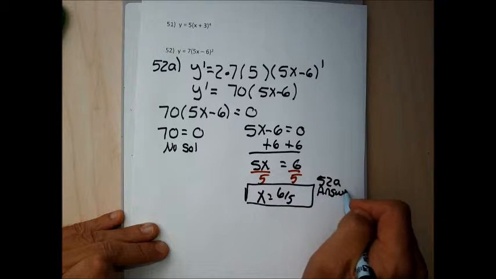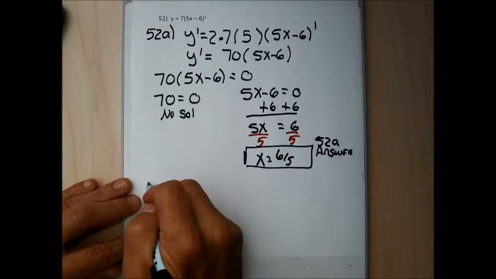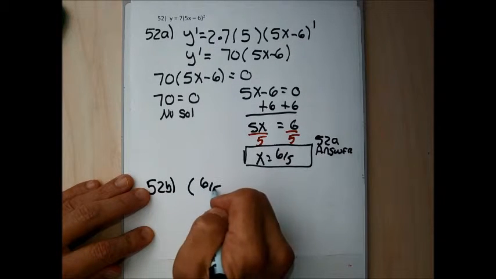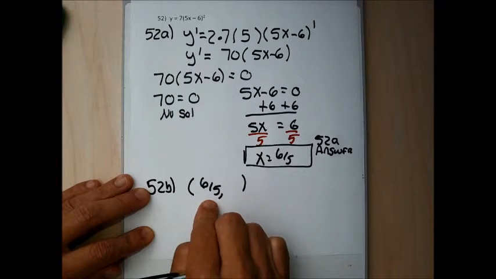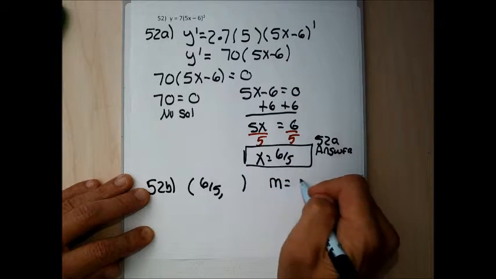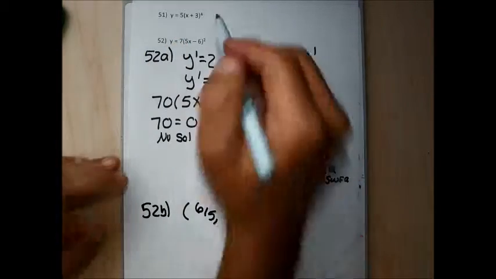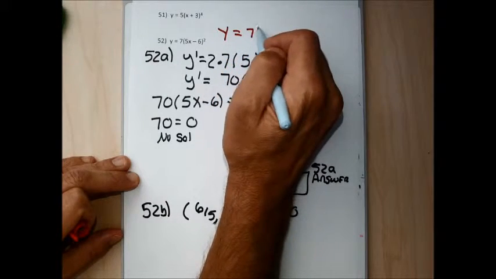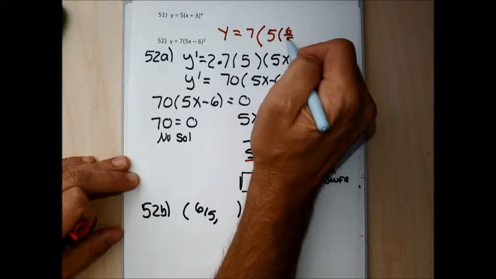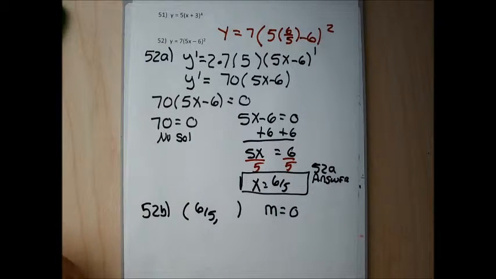Now I'll move on to do 52b. So for 52b, I need a point and a slope. The x-coordinate of the point is x equal to 6/5. The slope of any horizontal tangent line is 0. And to get the y-coordinate of my point, I'm going to go y equals 7 times parentheses 5 times 6/5 minus 6 squared. Plug 6/5 in for x into the original function.